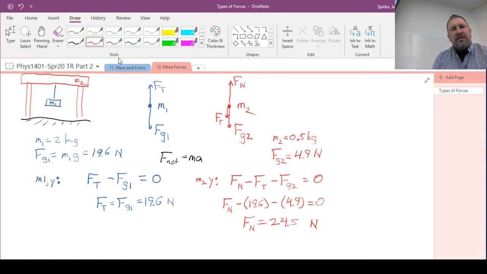Now, one thing that I find interesting is to ask myself, what does each force do in this scenario? So, what does the tension force do? The tension force holds up the weight of the hanging mass. It holds up the 2 kilograms, which weighs roughly 20 newtons. But what else does the tension force do? The tension force is also in here pulling the table down.